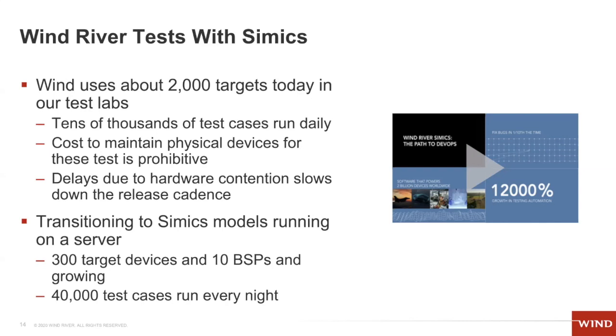And what we've done to address it is to begin transitioning to Simics virtual models running on a server. So these numbers are actually a little bit low because we keep adding new targets and new board support packages. And I think, at least in terms of the board support packages, we're probably off by a factor of 10 at this point. So we keep growing the number of target devices that we have running on servers instead of physical hardware. We run about 40,000 test cases just on those virtual platforms every night. And it's allowed us to deliver quality that's much higher than it was before.